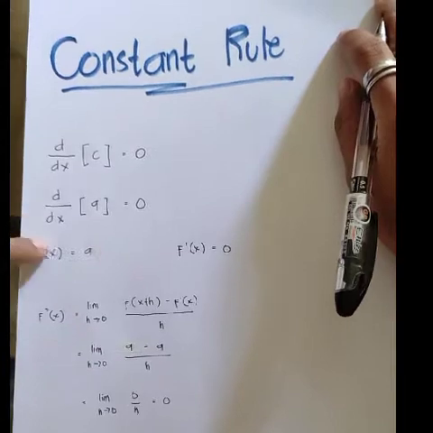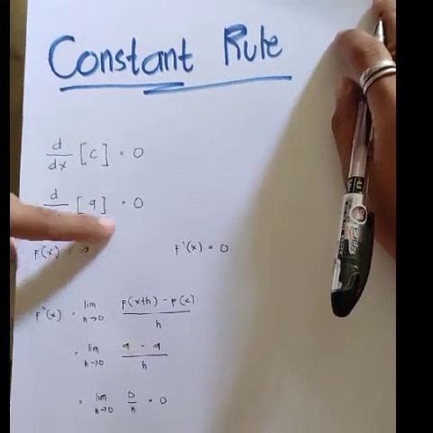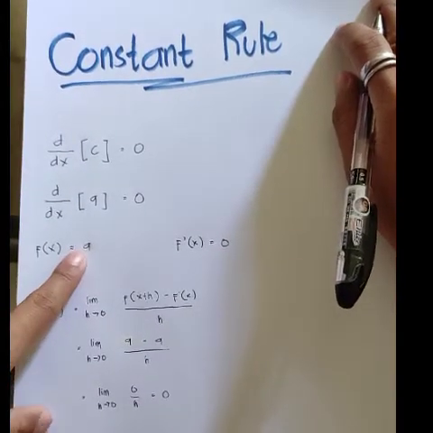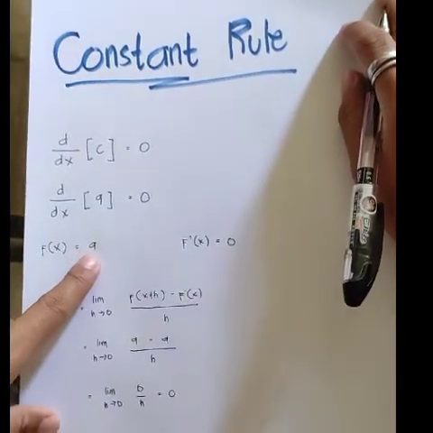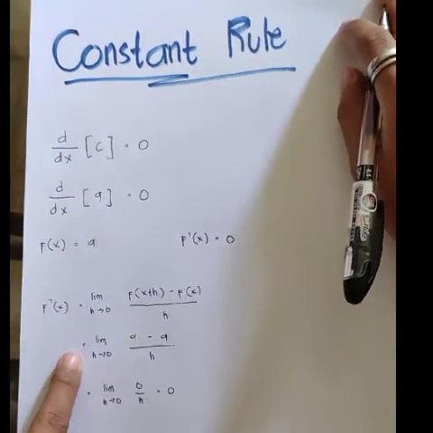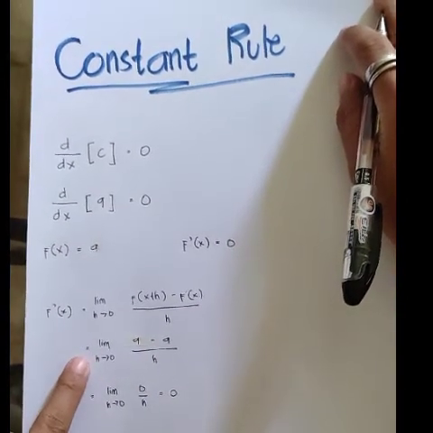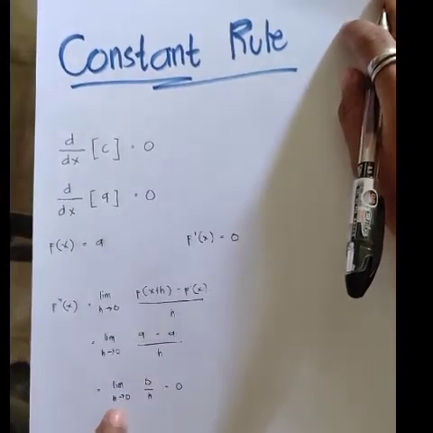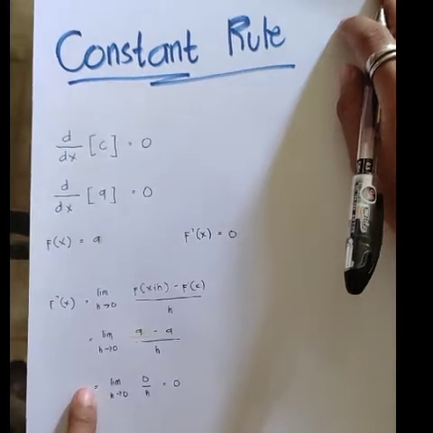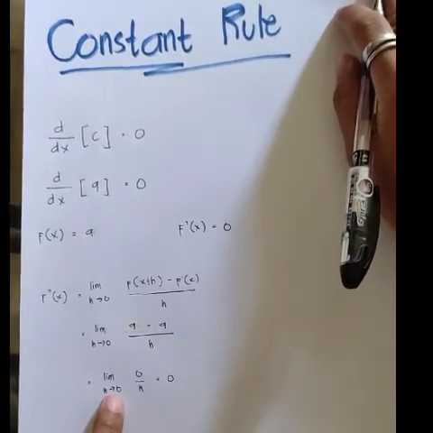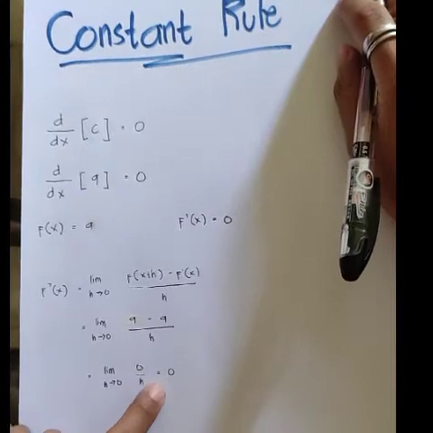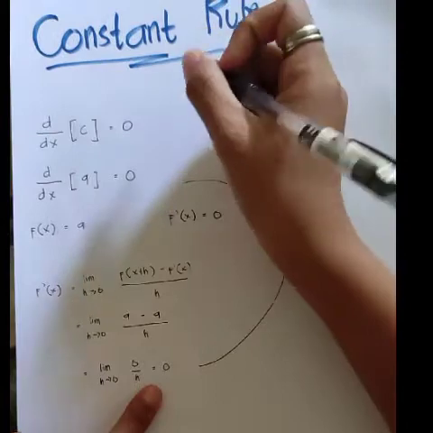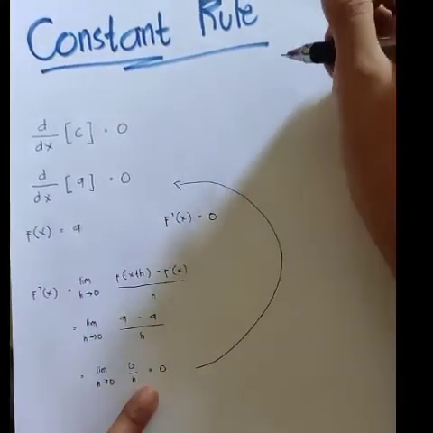We do not have any x over here, so we assume that this is substituted by 9. So the limit as h approaches 0 of 9 minus 9 over h, which is the limit as h approaches 0 of 0 over h, is equal to 0. So this proves that our equation here is correct.